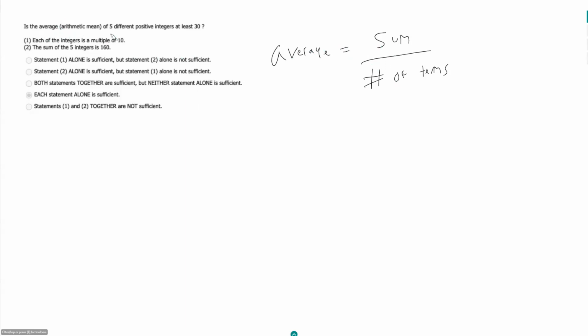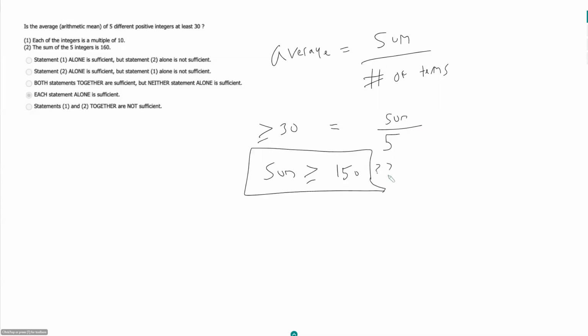when they say is the average of 5 different positive integers, so that's our number of terms, is 5, at least 30. So saying is our average at least 30, so you can think of this, our average here is if it's something greater than or equal to 30. That's the same as asking is our sum greater than or equal to 150.